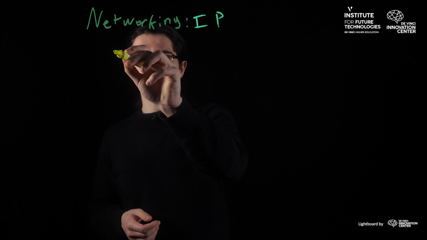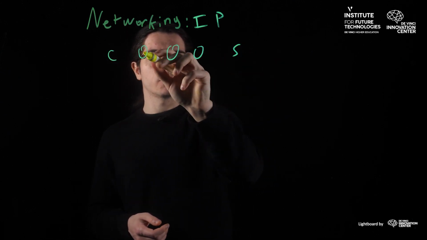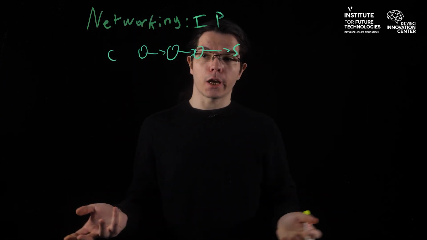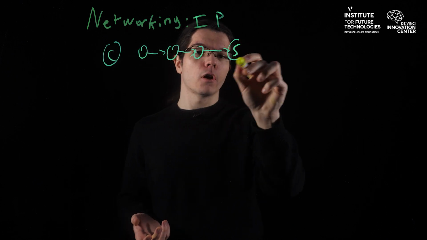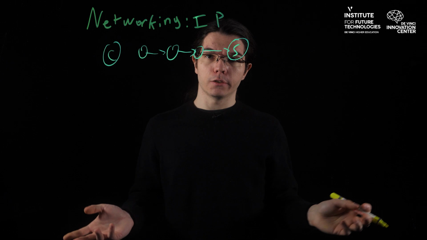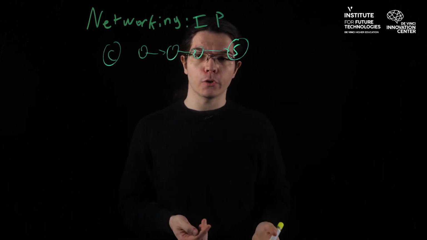So we have seen that for a client to connect to a server, they can go through a number of different routers that forward the request. But how do you identify this client and this server on the internet, really? Any computer that is on the internet is, by definition, identified by an IP address, an internet protocol address.